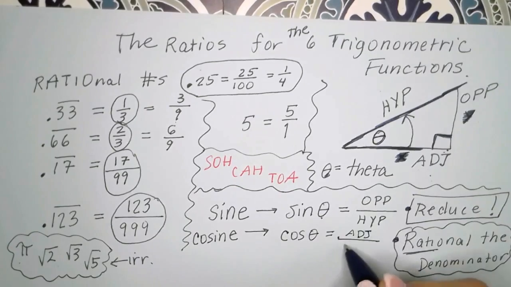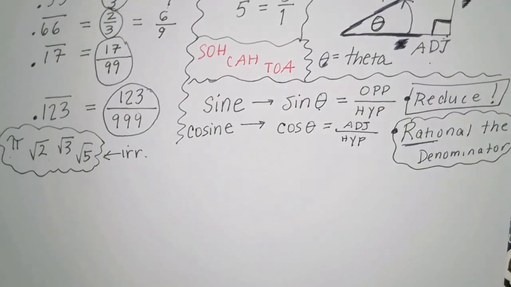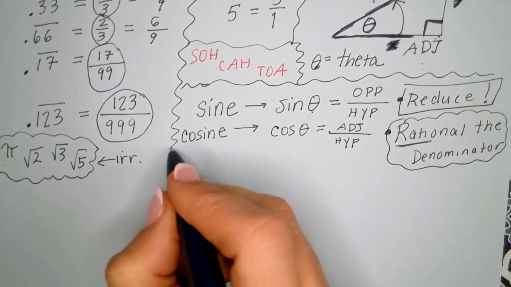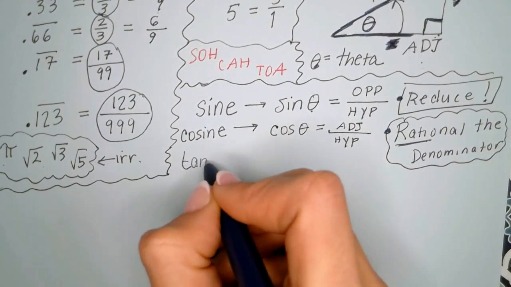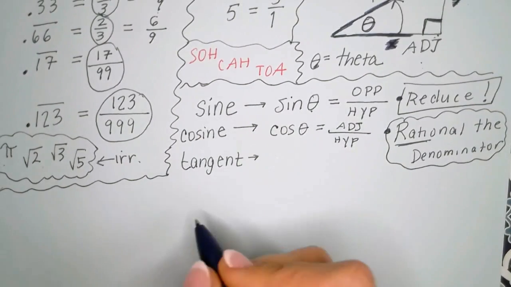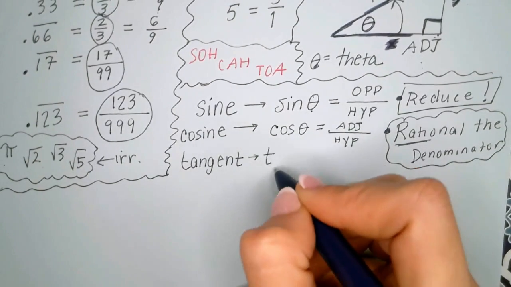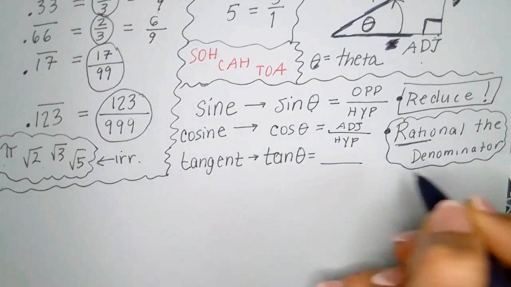Good. Adjacent over hypotenuse. Again, same rules apply. We have to reduce, and we have to rationalize the denominator, okay? After sine and cosine, the third one you learn in geometry is tangent. Spelling is tangent, just like when someone says, oh, I went off on a tangent, okay? The meanings are sort of connected right there. Abbreviation is tan, T-A-N, theta, and the ratio is?